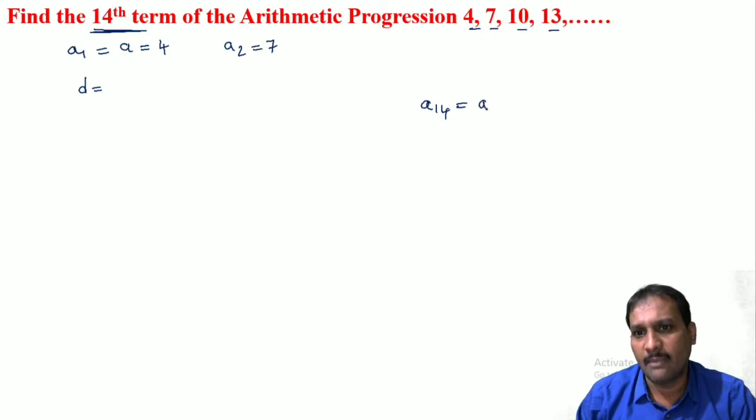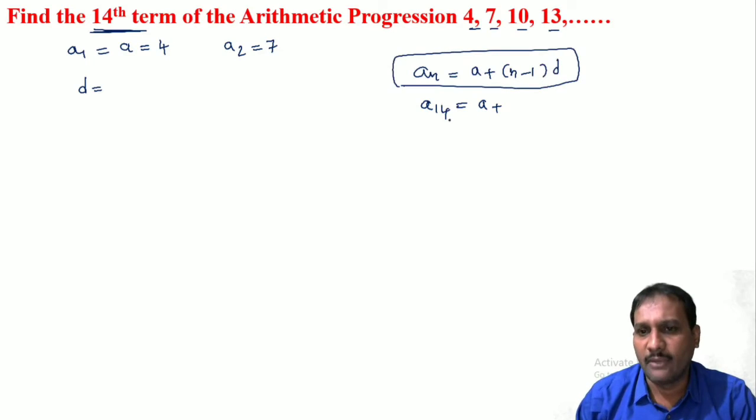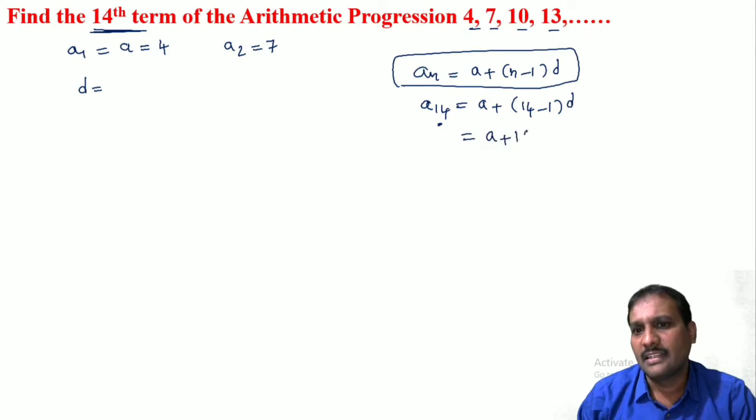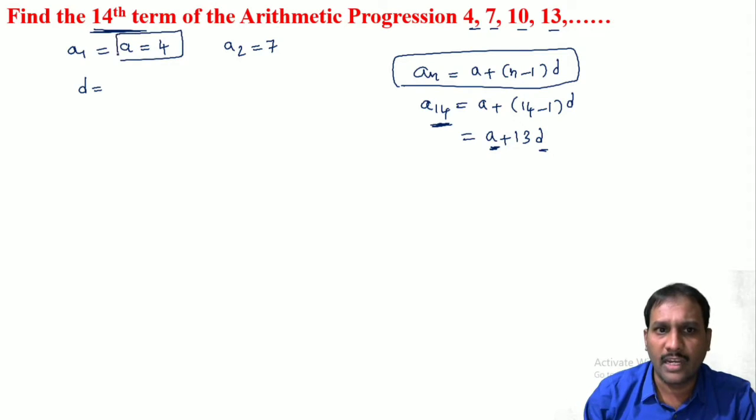What is the formula we need here? An is equal to A plus n minus 1 into D. So here for A14, n is 14, so A plus 14 minus 1 into D. That is A plus 13D. To find A14, you need A and D values. A we know is 4. And how to find D? A2 minus A1, 7 minus 4, that is 3.